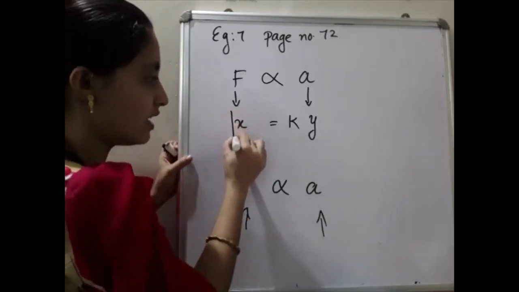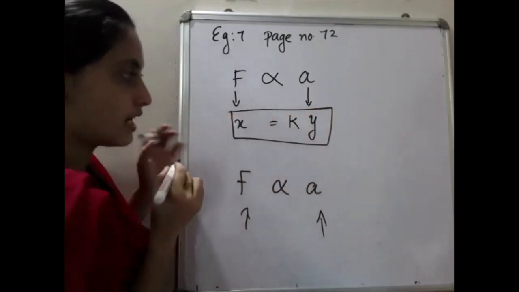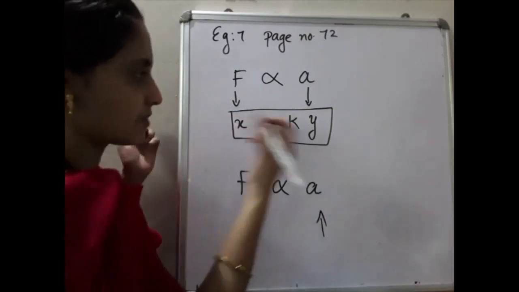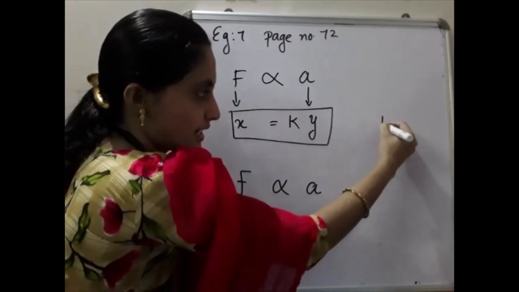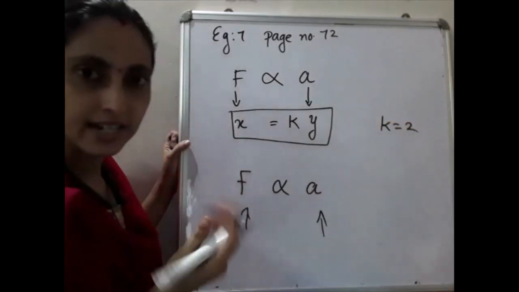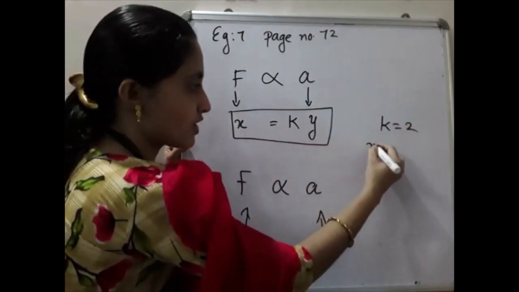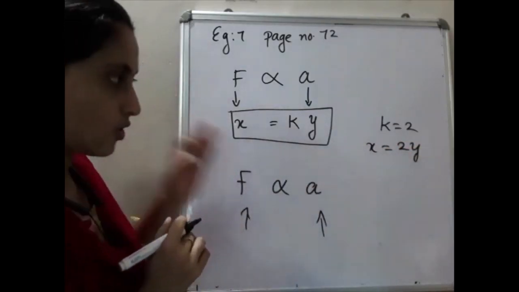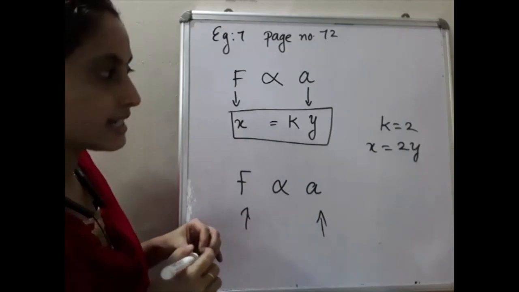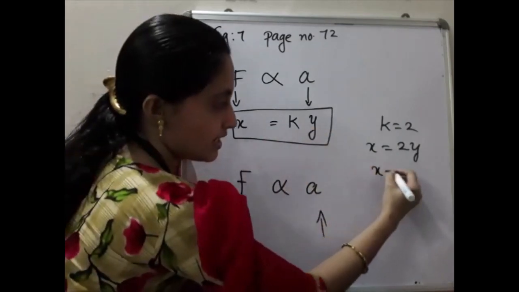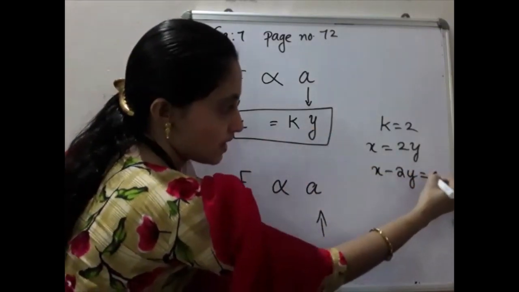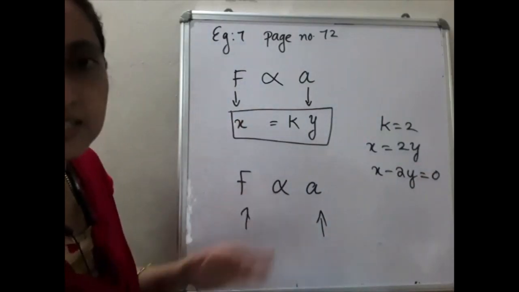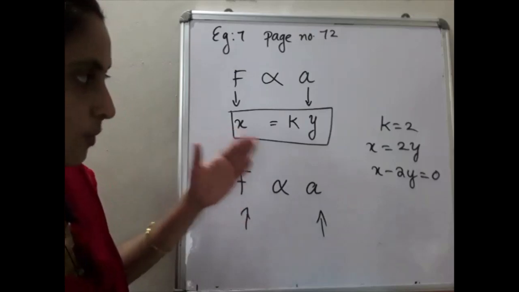This is our equation. Okay, then you can put any value for k. For example, I will take k is equal to 2. So what is the equation? x is equal to 2y. That is our equation. Then, how can we write this? x minus 2y is equal to 0. Okay, then you can find different values for this equation. Hope you are clear up to this.